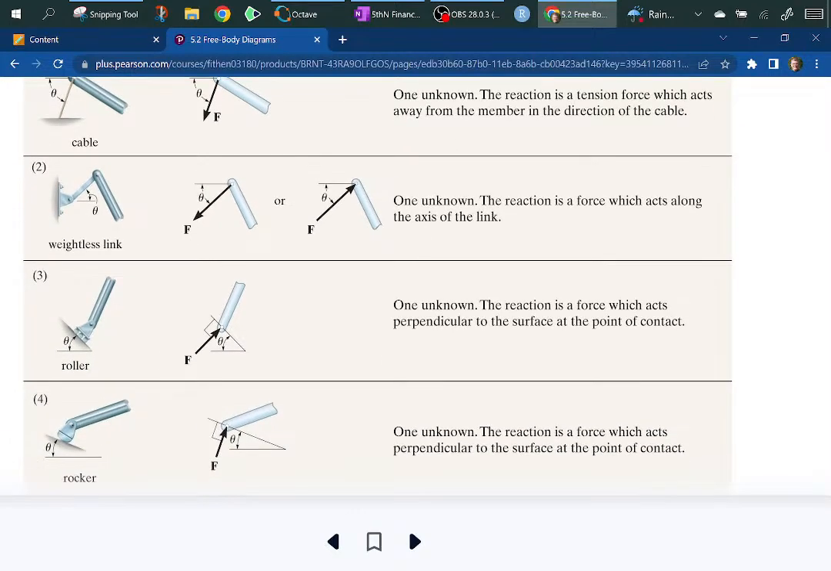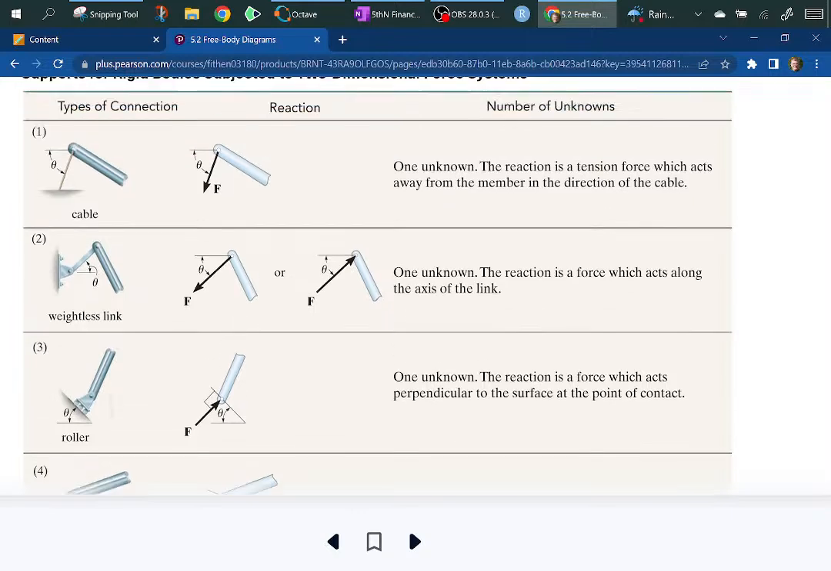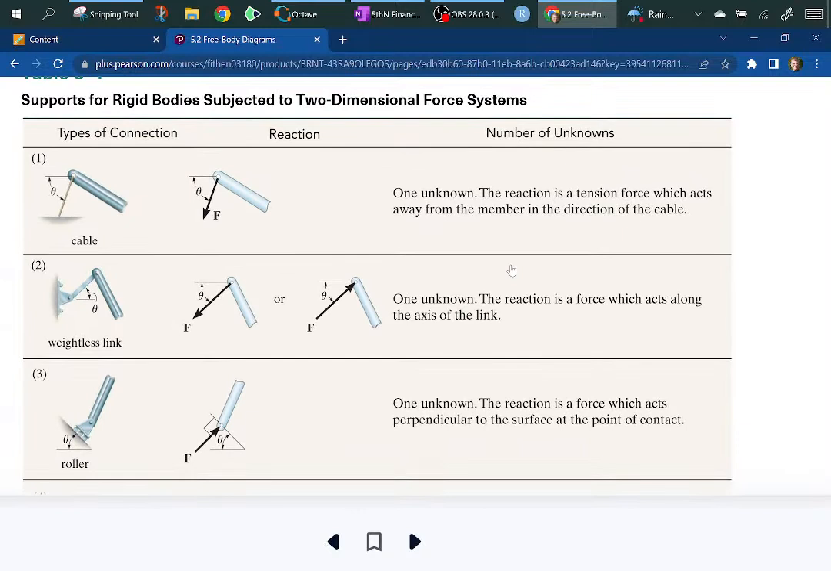A weightless link can actually, sorry, I'm having to deal with this cough at the same time. So in a link, like right here, you can supply it in compression or tension.